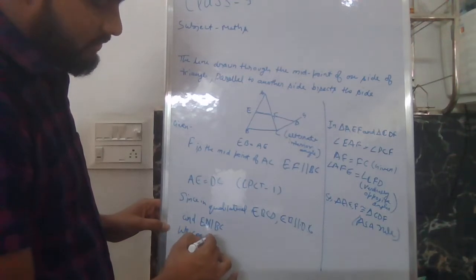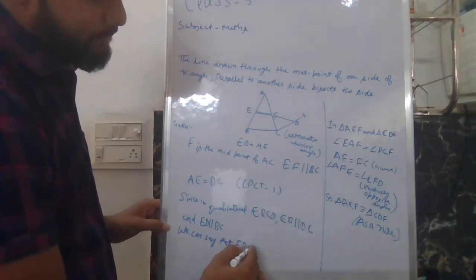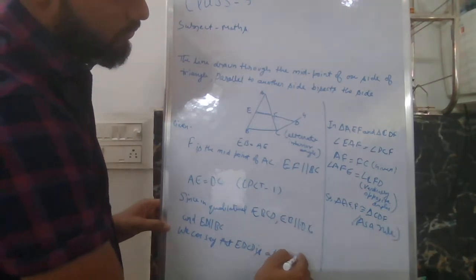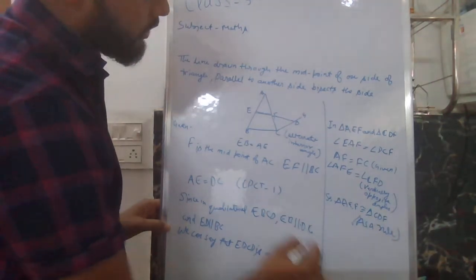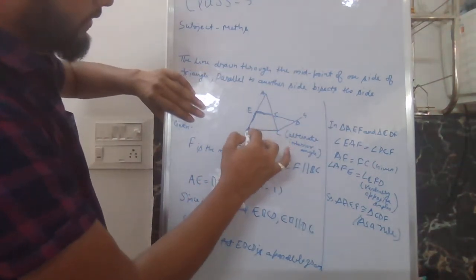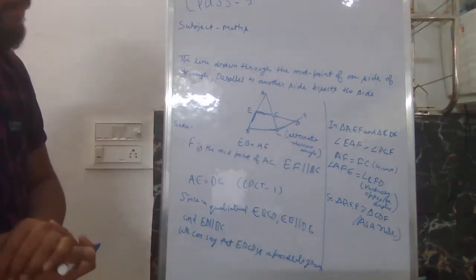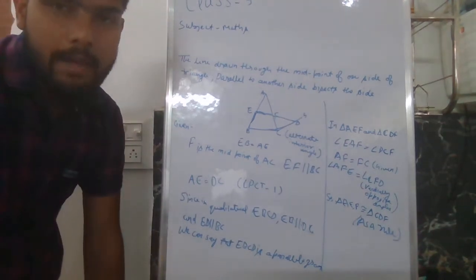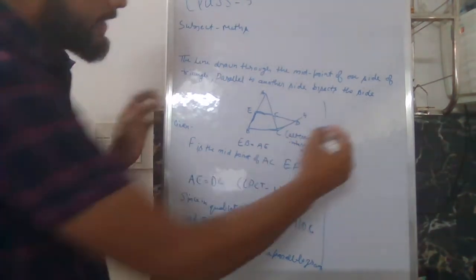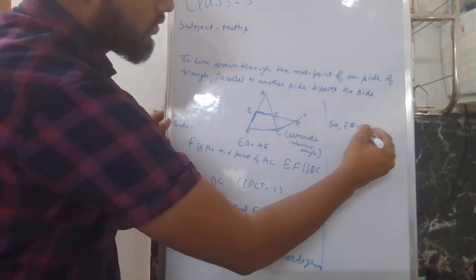We can say that EBCD is a parallelogram. So here we can see that this E, B, C, D will be a parallelogram. Okay, so I hope everyone is clear. So here we can see that EB is equal to DC.